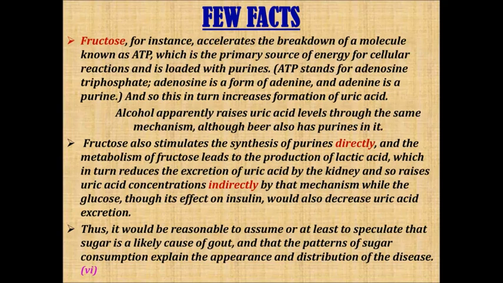Fructose also stimulates the synthesis of purines directly, and the metabolism of fructose leads to production of lactic acid, which in turn reduces the excretion of uric acid by the kidney and so raises uric acid concentration indirectly. The glucose, through its effect on insulin, would also decrease uric acid excretion. Thus, it would be reasonable to assume, or at least to speculate, that sugar is likely a cause of gout, and that the patterns of sugar consumption explain the appearance and distribution of the disease.